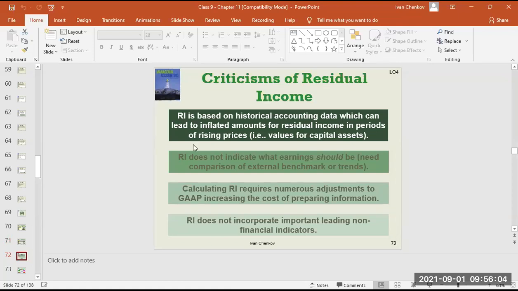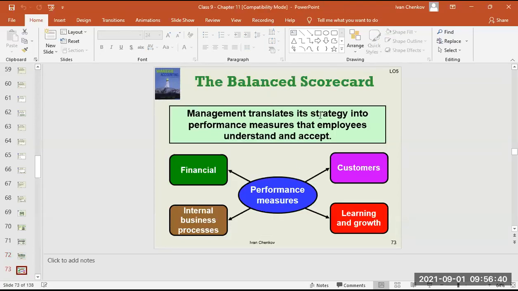Criticisms of residual income. Residual income is based on historical accounting data, which can lead to inflated numbers. Also, return on investment doesn't include what earnings should be. Calculating residual income requires numerous adjustments to generally accepted accounting income, which can increase the cost of report preparation. And residual income doesn't incorporate important non-financial indicators. Which are those indicators? Those indicators are going to come from the Balanced Scorecard.